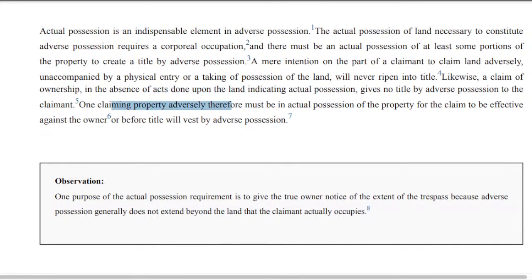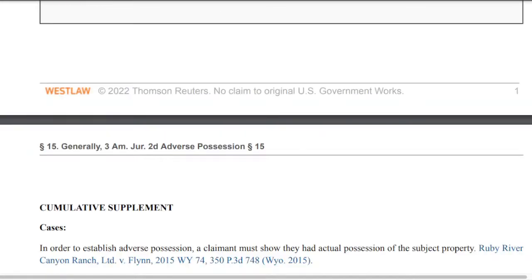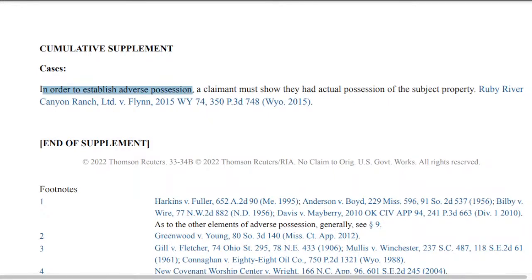So we have to have acts done upon the land indicating actual possession. One claiming property adversely, therefore, must be in actual possession of the property for the claim to be effective against the owner or before the title will vest by adverse possession. So you have to be in actual possession. Observation: one purpose of the actual possession requirement is to give the true owner notice of the extent of the trespass, because adverse possession generally does not extend beyond the land that the claimant actually occupies. And that's footnote 8. In order to establish adverse possession, a claimant must show they had actual possession of the subject property. That's Ruby River Canyon Ranch Limited versus Flynn, Wyoming, 2015.